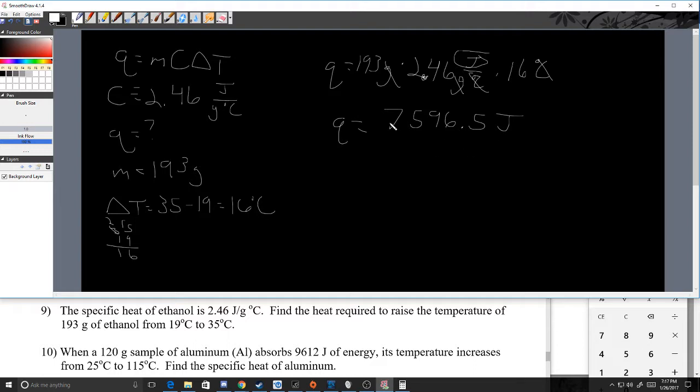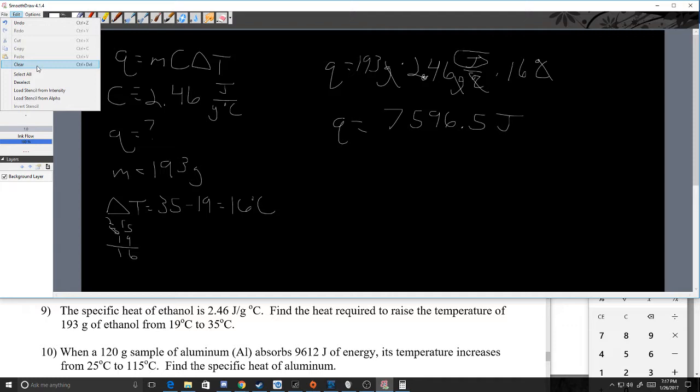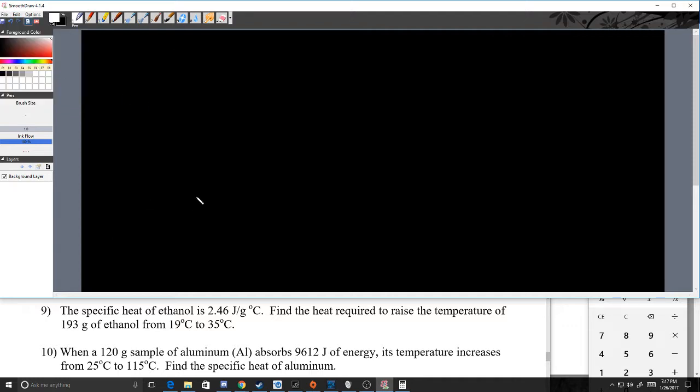This is about medium, 2.46. That's about an average, a medium, middle of the road specific heat. So it doesn't require a lot of energy to change temp, but it's more than, say, what we're going to find in our next problem. So let's go ahead and clear that out, and let's look at number 10 down there.